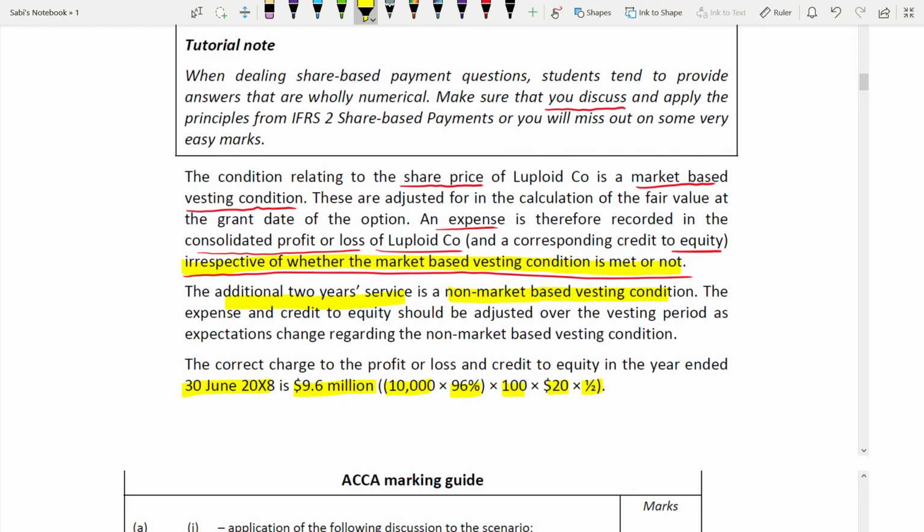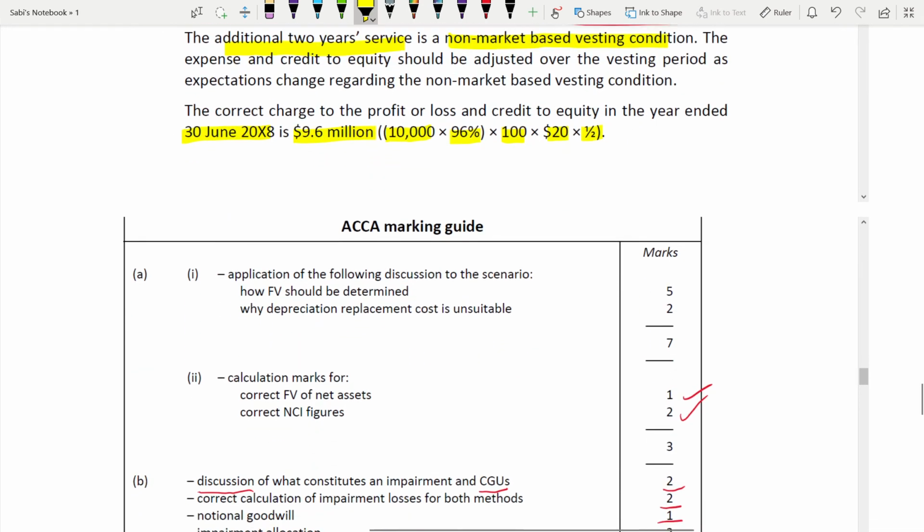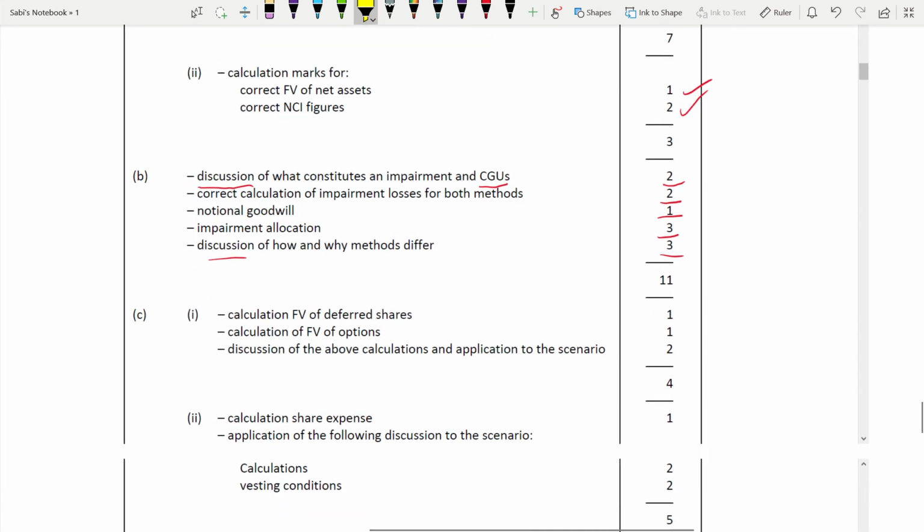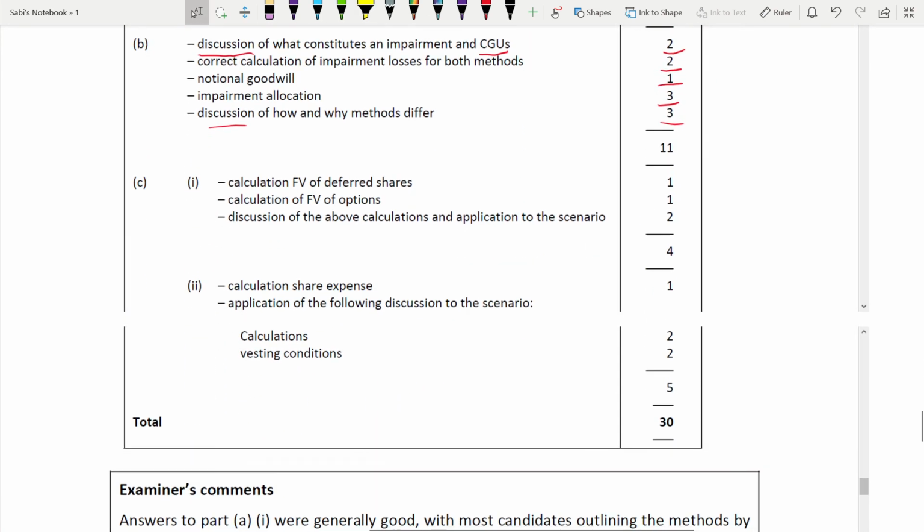Now, if you see the marking scheme for part C, how you're getting the 4 marks for the first part of C: calculation of the fair value of deferred shares, 1 mark; calculation of the fair value of the option, another 1 mark; and discussion of the above calculations and application to the scenario. For applying it to the scenario and for the above calculations, 2 marks.